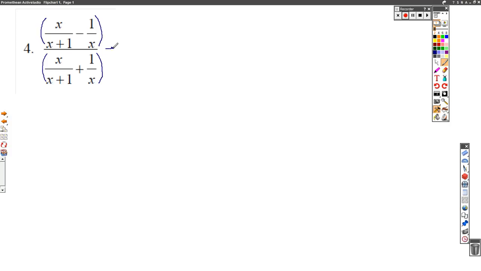Alright, also when you divide a complex fraction, you never want to divide on top and bottom. You actually want to divide sideways. So what we're going to do is copy the numerator right here, and then we're going to divide it by the denominator.